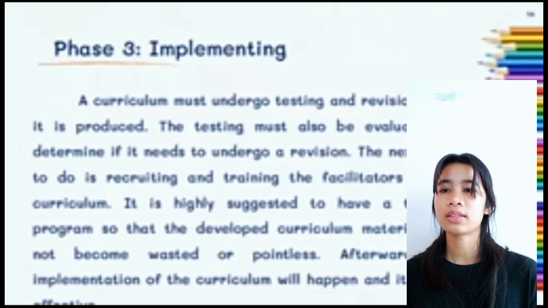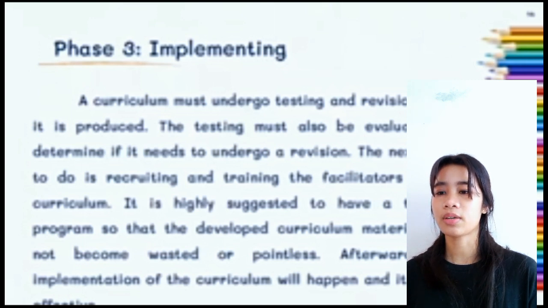A curriculum must undergo testing and revision after it's produced. The testing must also be evaluated to determine if it needs to undergo a revision. The next thing to do is recruiting and training the facilitators for the curriculum. It is highly suggested to have a training program so that the developed curriculum materials will not go to waste or be pointless. Afterward, the implementation of the curriculum will happen.